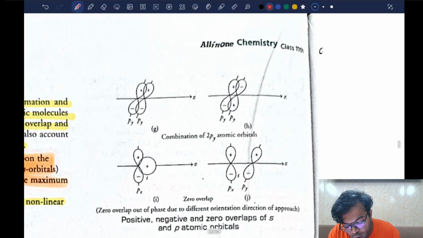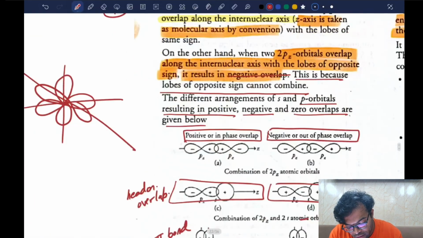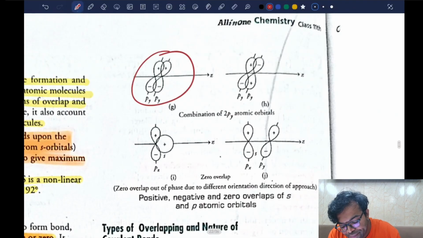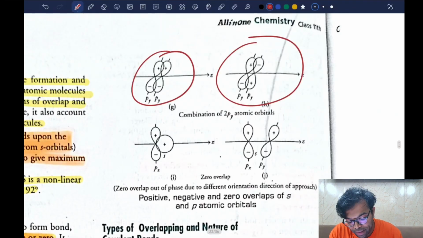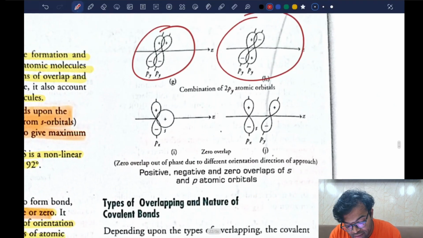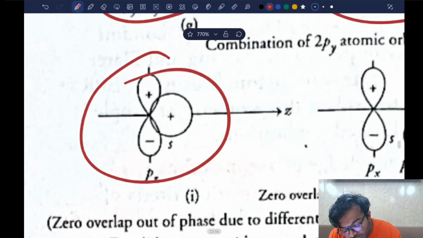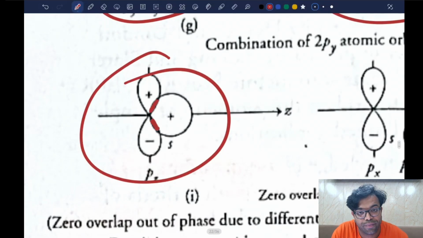Okay, this is another type of combination. See, the py combination. This was the px. This is py. This is negative overlap. Again, then you have the pz, the sideways s overlap. This is where there is the least amount of overlap happening. Now, you may think, sir, there is some overlap here. No, there is no overlap here.